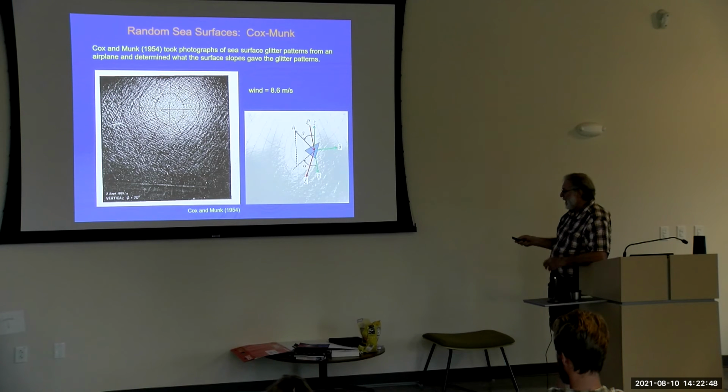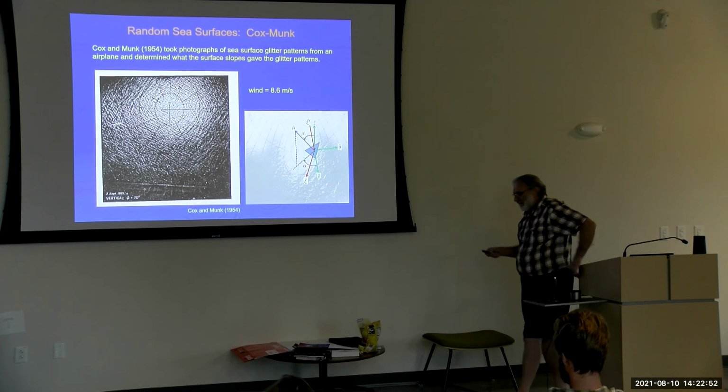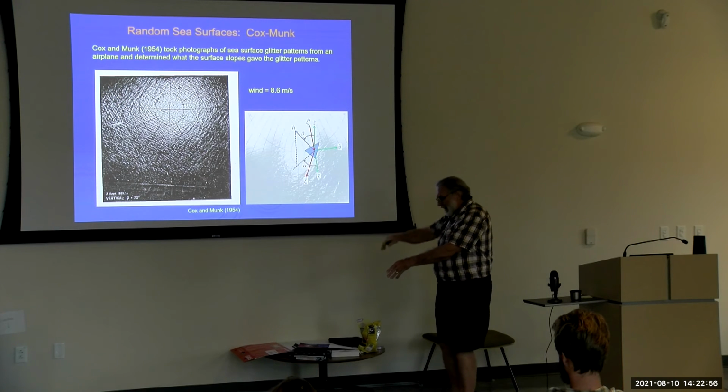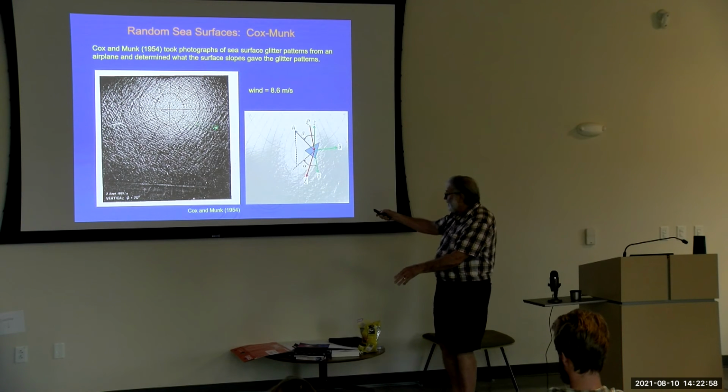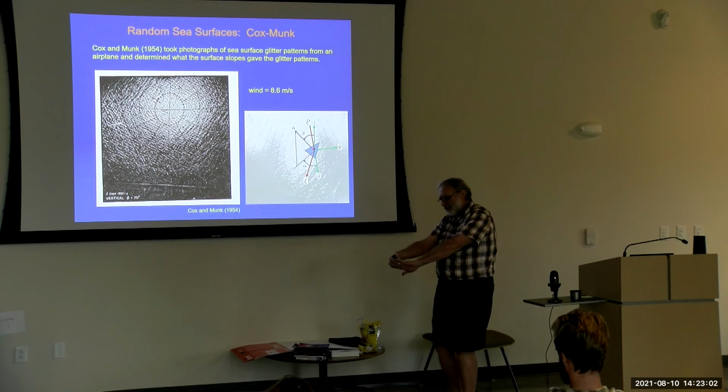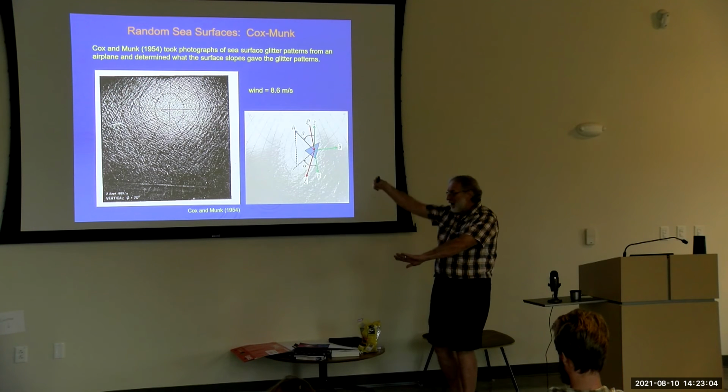And then they cook up this mess of a coordinate system where they say, from my geometry, I know where the sun was, I know where I'm looking. And for me to see a little bit of glint right there, there had to be a wave facet that was tilted in just the right way to reflect the sun up towards me.